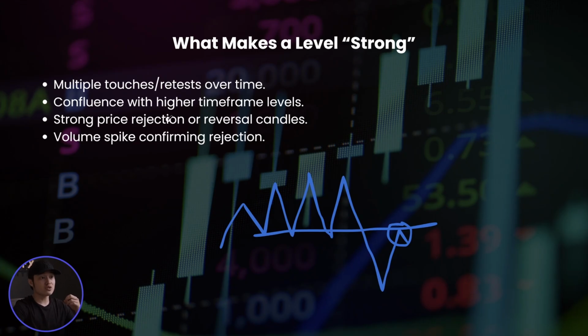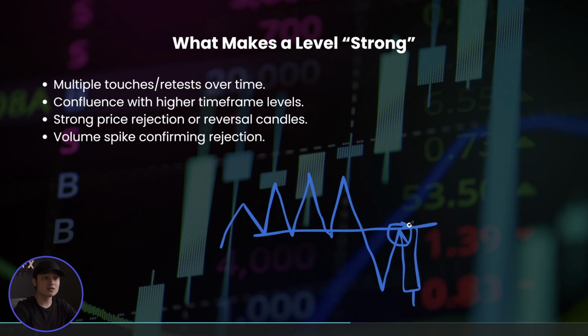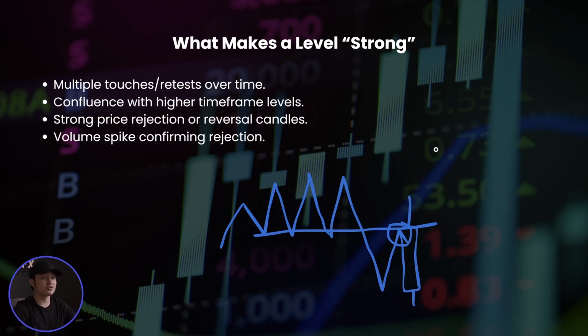Third, strong price rejection or reversal candle. After the rejection, the price makes a very volatile or big volume candlestick looking down like this, a very big engulfing candle. You have studied candlestick formations, and you have to know that the engulfing candle is the strongest candle. Then, volume spike confirming rejection.